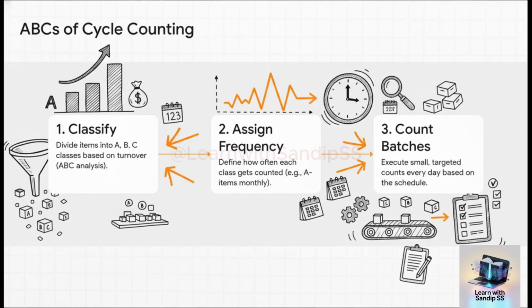And here's how it works. It's not just random counting. It's super strategic. First, you classify your products, your A items or your fast movers, the ones that really drive revenue. Then you decide to count those important items more often. This way, you're focusing your effort where it has the biggest impact on the business.